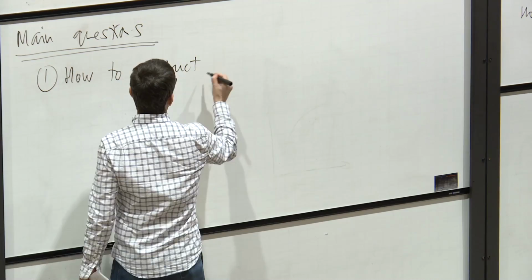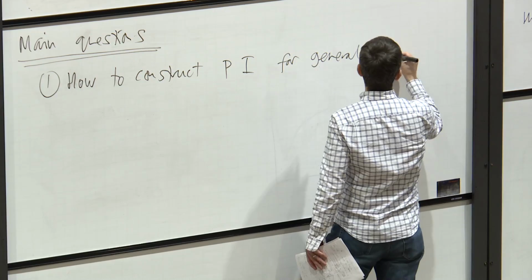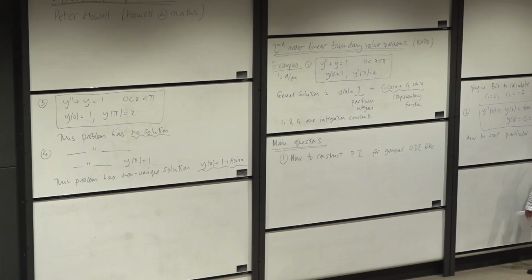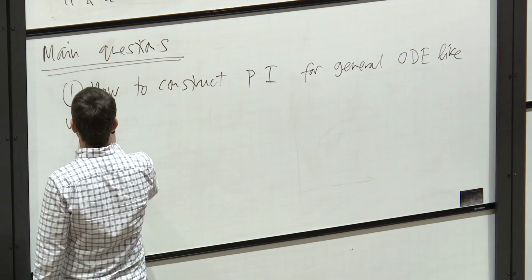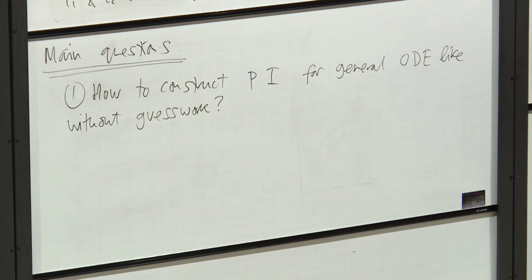Can I use PI for particular integral? Is that going to upset anyone? So I call that star. Without somehow trying to sort of guess it or spot it, how can we actually construct it in a systematic way?